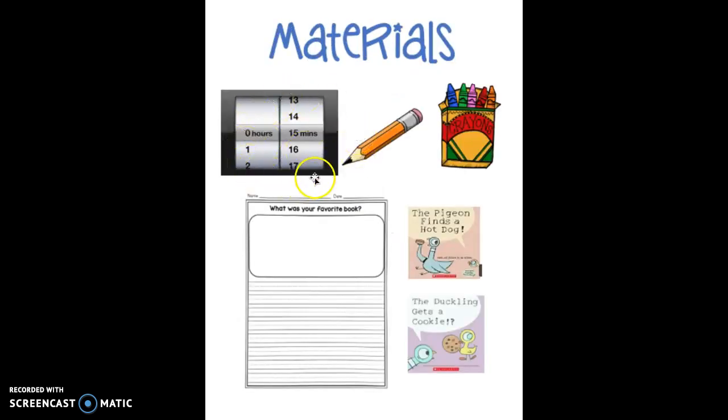You're going to need your iPad set to 15 minutes on the timer, a pencil, crayons, this writing paper, and you need to have already listened to both of these stories. The pigeon finds a hot dog and the duckling gets a cookie. If you do not have all of those materials or have not listened to both of those stories, pause the video now and go and get them.